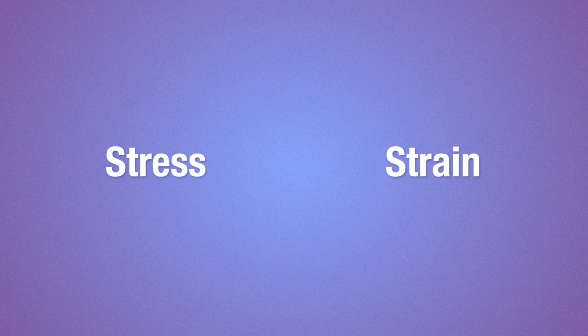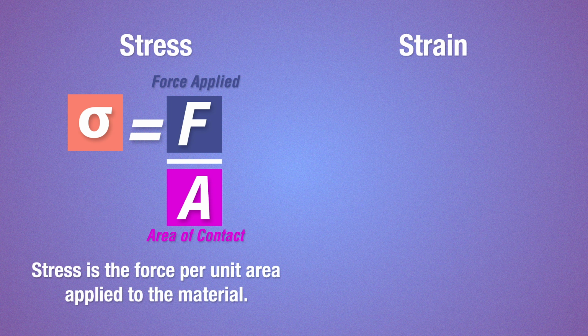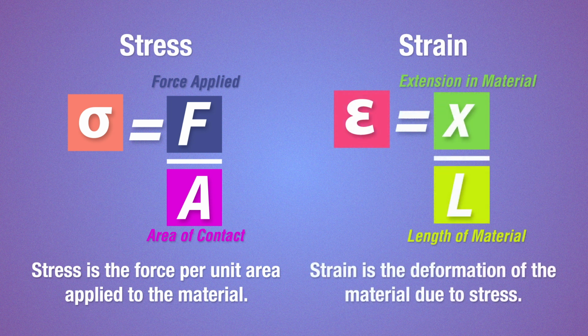Now, one way to visually represent how materials react to forces applied is to draw up their stress strain graph. And just a quick recap, stress is the force per unit area applied to the material, while strain is the resulting deformation of the material.